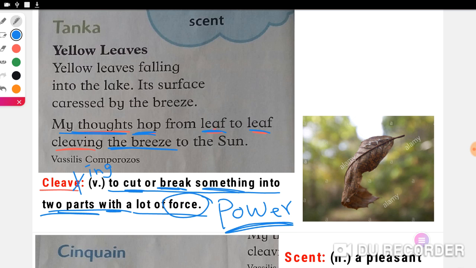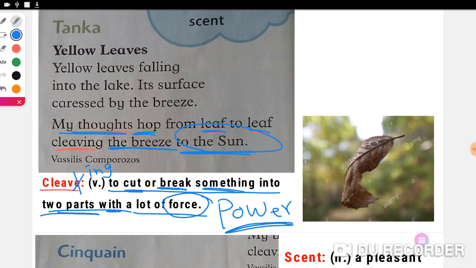The breeze, we mentioned before, breeze means wind. They cut the wind to the sun. Where are they going? They are flying so powerful and so fast to the sun. Okay? Of course, this is a nice poem. It's about nature and it reflects autumn.